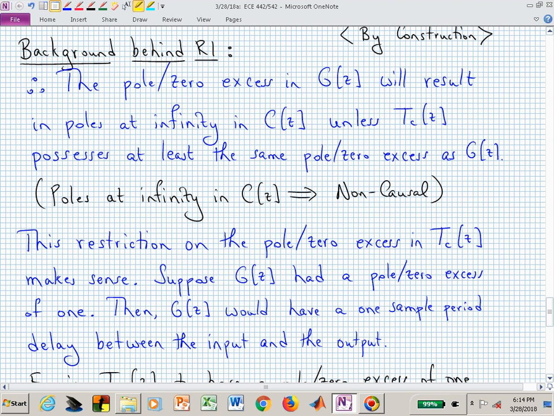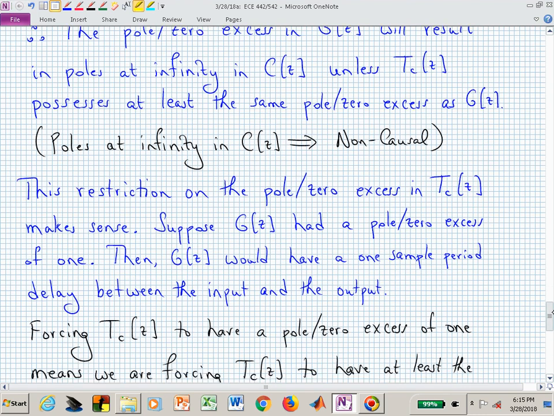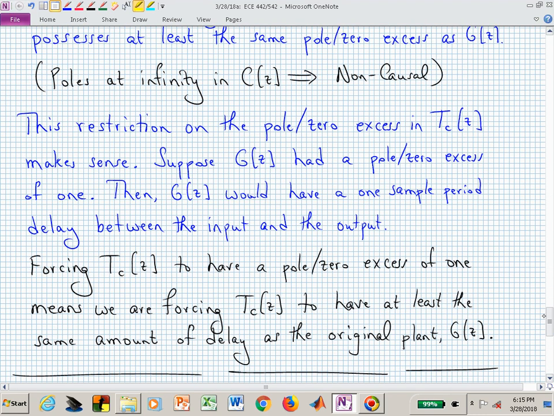If you want to impress your roommates or buddies or friends, you just start quoting this sentence, right? And they're going to be going, just go in the other room, talk to yourself. But you need to understand what this is saying. And what is it saying? It's basically saying poles at infinity in C of Z would cause C of Z to be non-causal. And we can't have that. Another way of looking at that is to say that this restriction on the pole zero excess in the desired closed loop transfer function, T sub C of Z, makes sense.